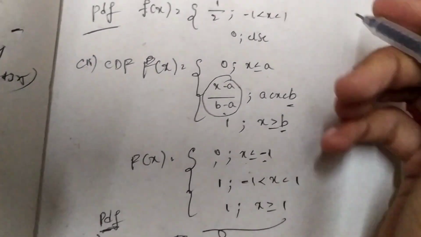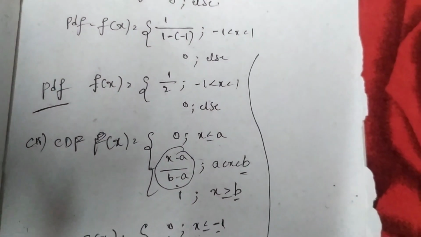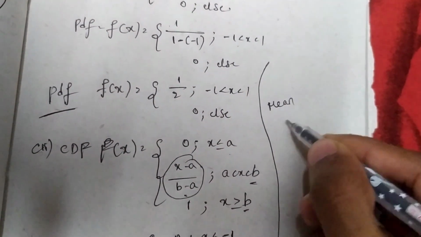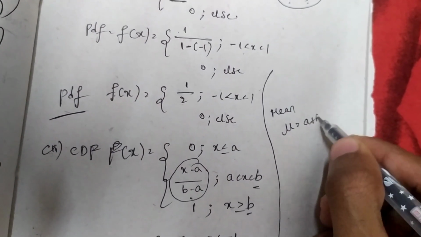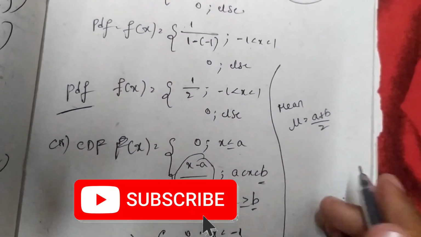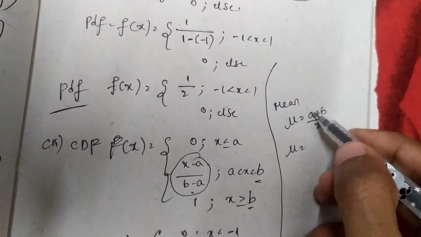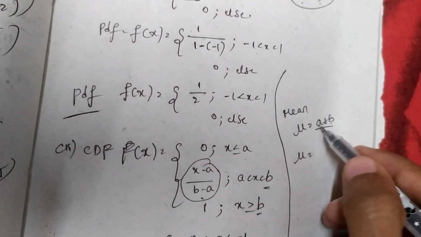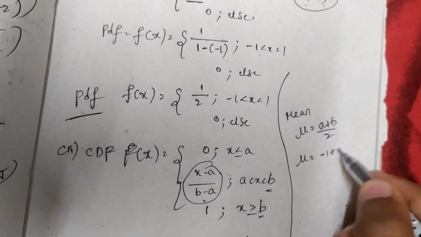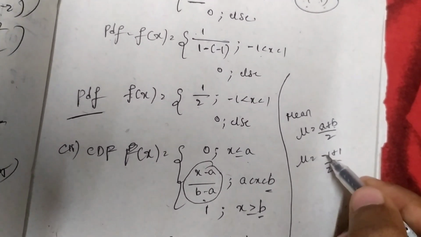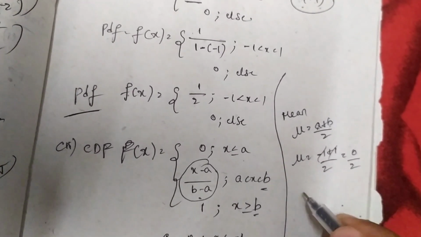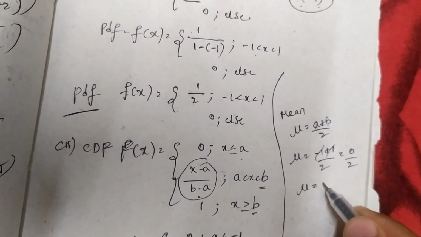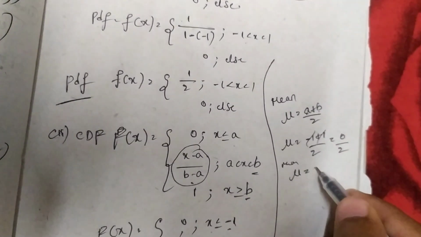Now we have to find the mean. We know that the mean mu equals a plus b by 2 in the uniform distribution function. Here the a value is minus 1 and the b value is 1, divided by 2. Minus 1 plus 1 cancels, we get 0, and 0 by anything is 0. So the mean mu equals 0.